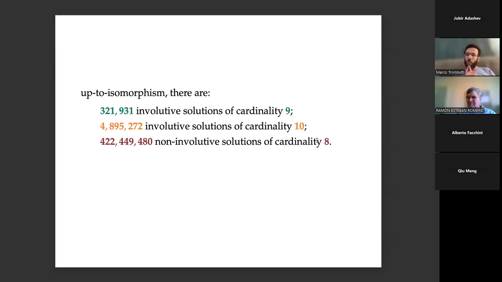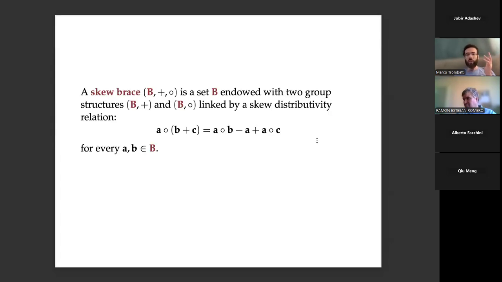Okay, and one thing that has been found, you probably know Bachiller, Leandro Vendramin, and Guarnieri, and many others, is that you can scale the problem by considering an algebraic structure that goes under the name of skew brace. So what is a skew brace? A skew brace is essentially a set with two group structures linked by a skew distributivity property, which is actually the definition of a left skew brace.